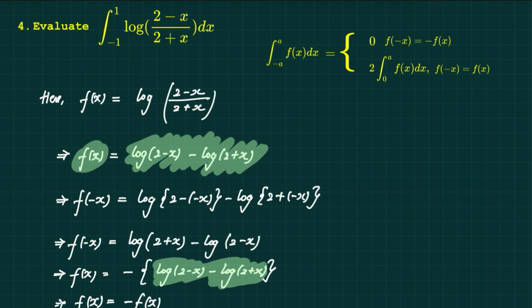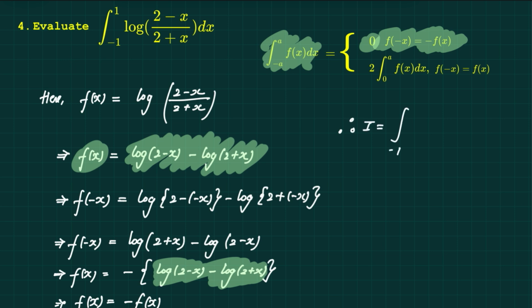And since the given function is odd, that is f of minus x is equal to minus of f of x, the given integral will be directly 0. Therefore I equals integration from minus 1 to 1 of log of 2 minus x by 2 plus x dx, and this integral will be 0.